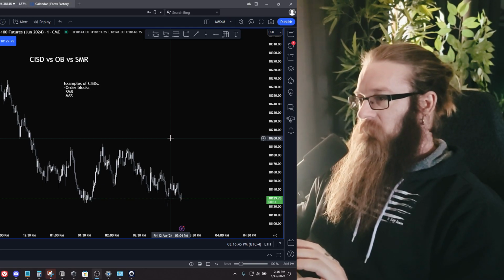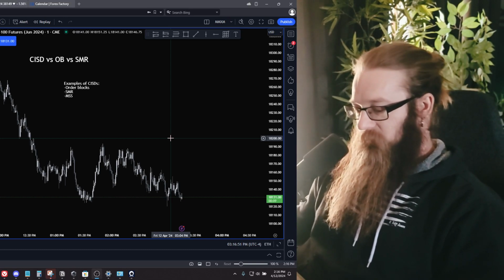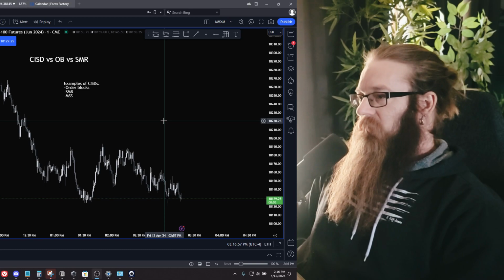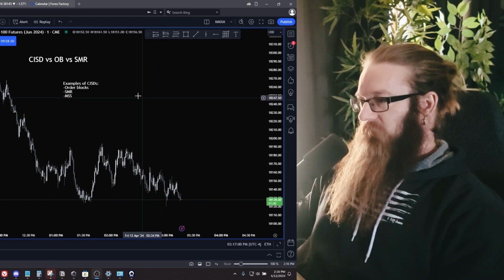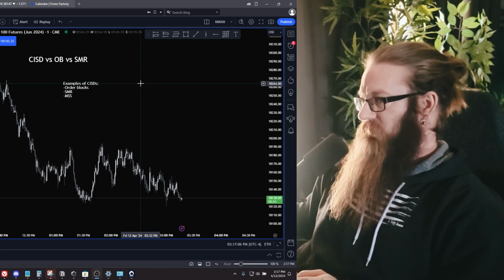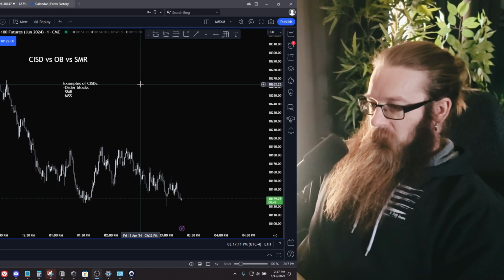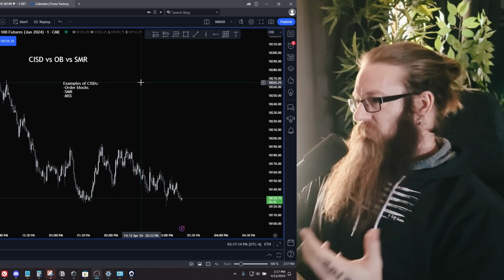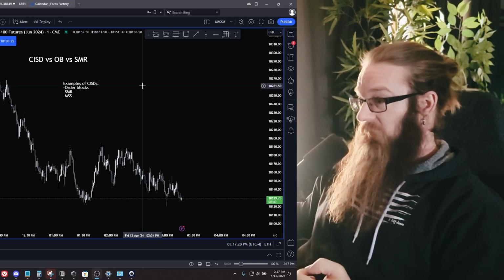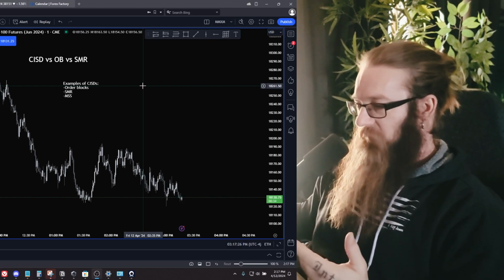And it's being taught wrong all too commonly, which unfortunately is common with ICT concepts in general. But we'll start it like this. A CISD is a category of things, not a thing all on its own. So a change in the state of delivery is something in price that indicates that there is going to be a change in price delivery, okay?